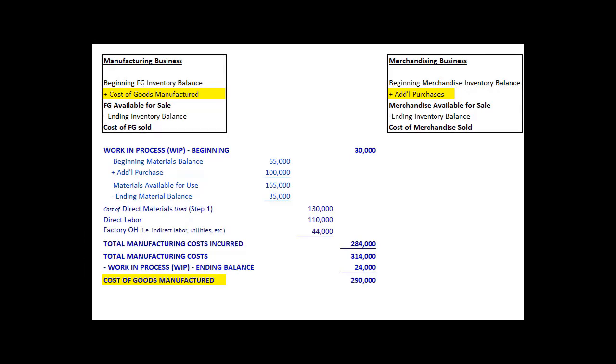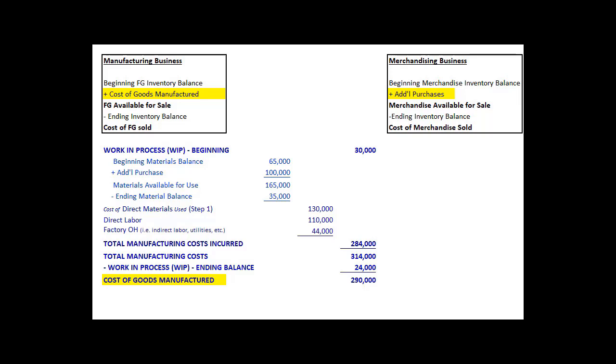A quick summary. The cost of goods manufactured. To get this amount, think of the manufacturing business. You start off with having the direct materials, direct labor, and overhead. But to get the direct materials, you need to calculate that. Use the beginning materials balance, add in any purchases of materials, then you arrive at materials available for use. Subtract the ending material balance, then you arrive at the direct materials used.